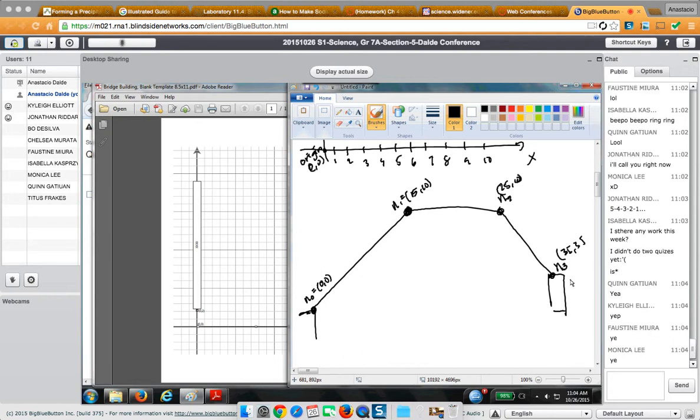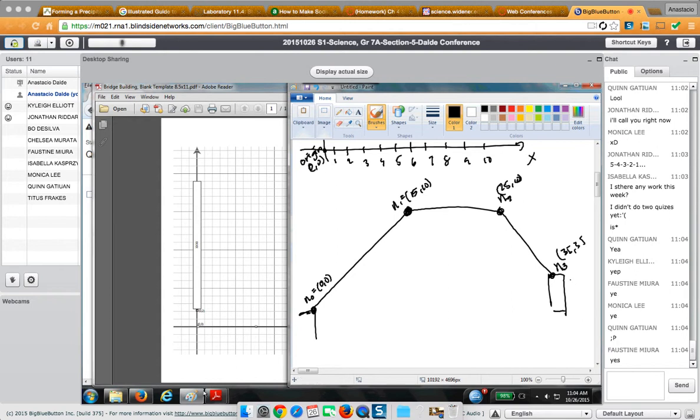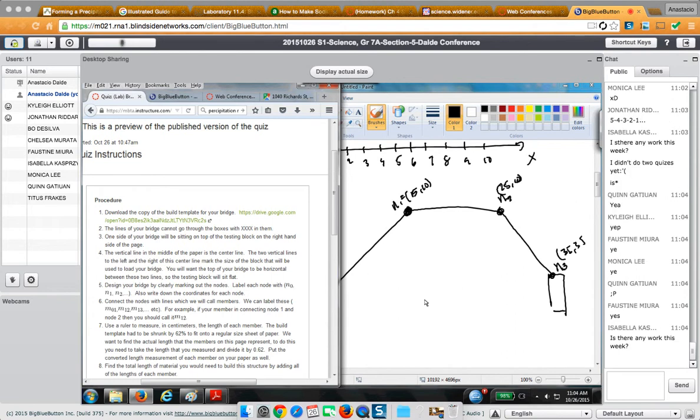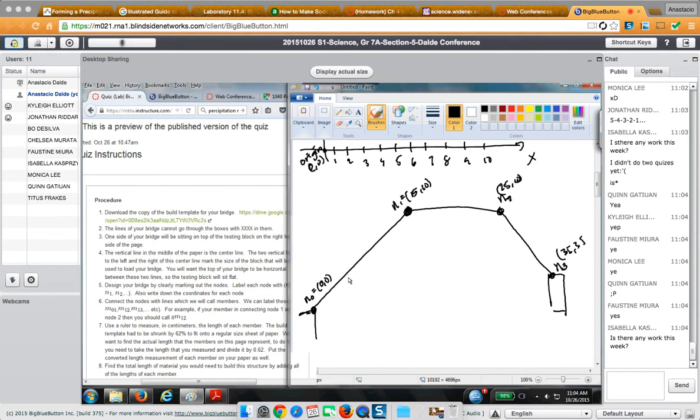So, that's those instructions. Oh, and then the next part over here says connect the nodes with lines called members. So, I already did the connecting of the nodes with lines called members. And so I want to label them. I'm probably going to call this member M01 because it's connecting which nodes? 0 and 1. There we go.